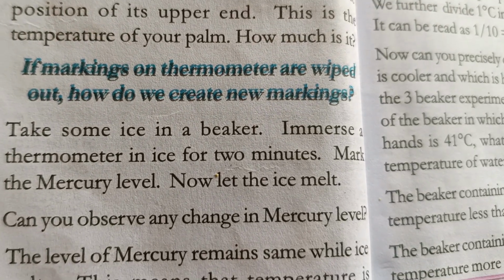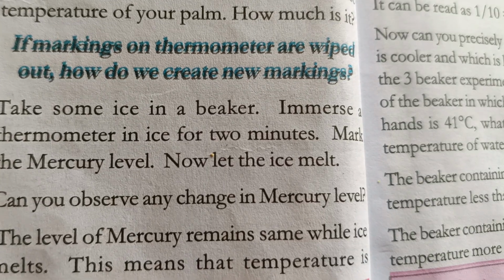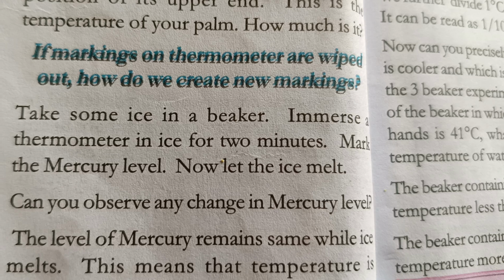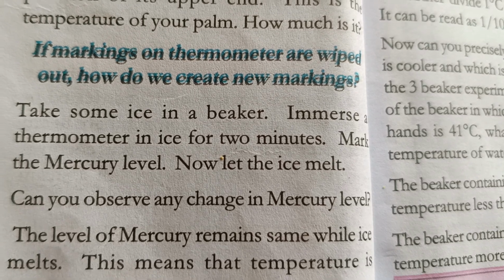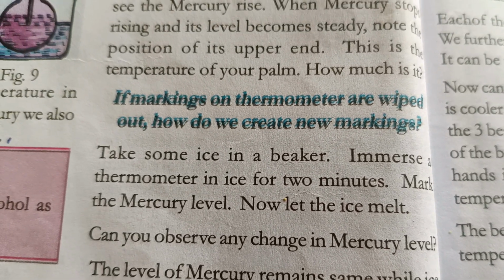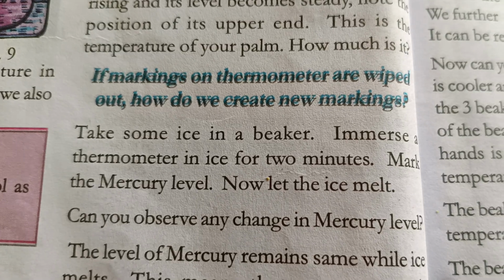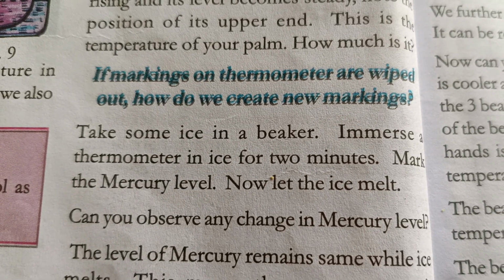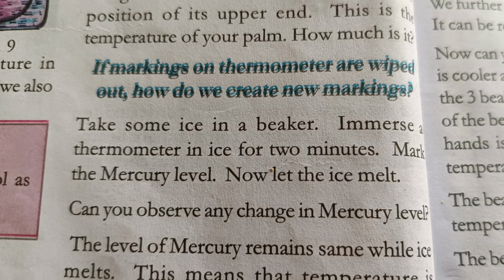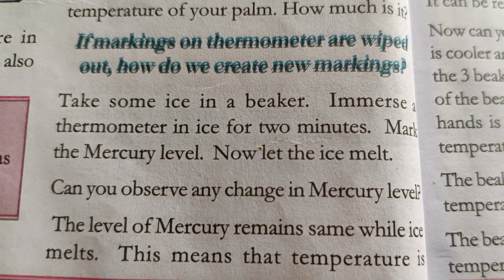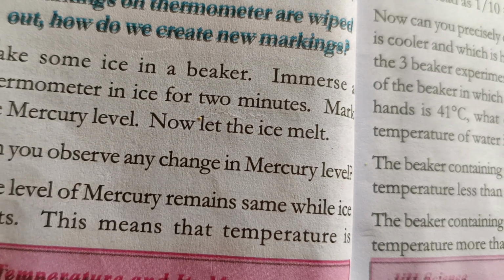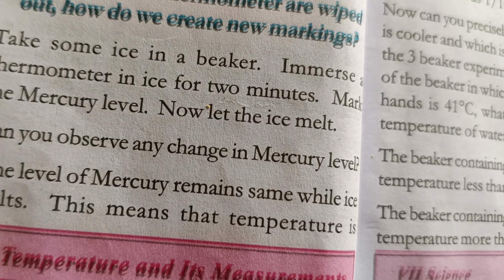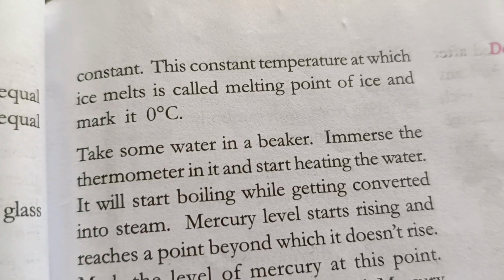If the markings on the thermometer are wiped out, how do we create new markings? Take some ice in a beaker, immerse a thermometer in ice for 2 minutes and mark the mercury level. Now let the ice melt. Can you observe any change in the mercury level? The level of the mercury remains the same while ice melts. This means that the temperature is constant.